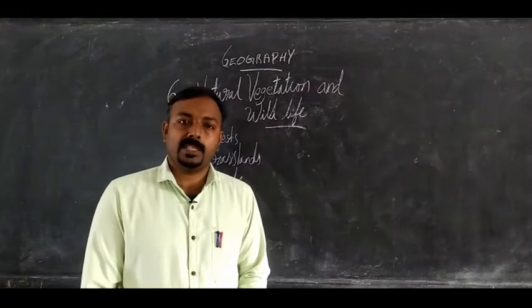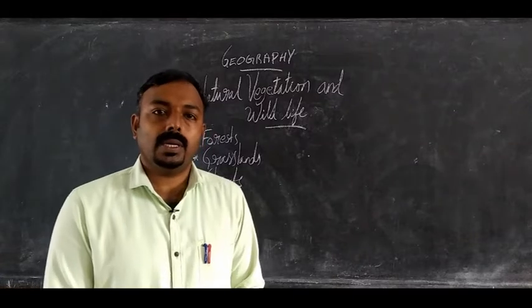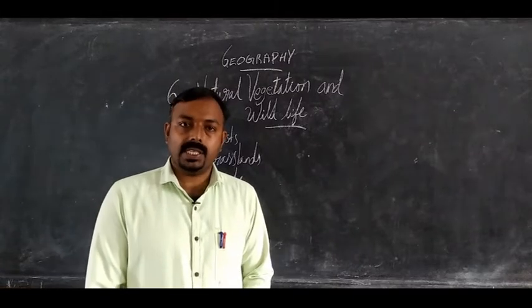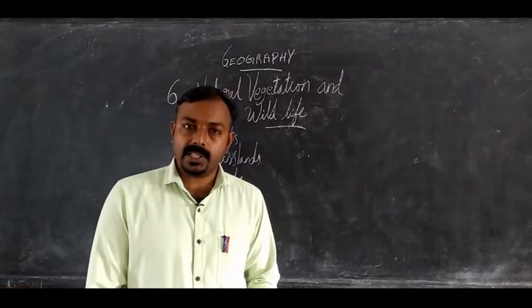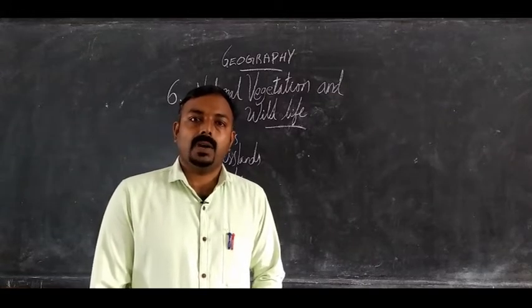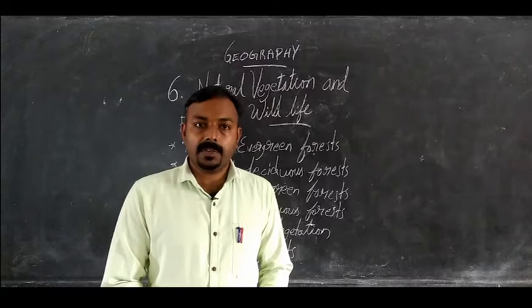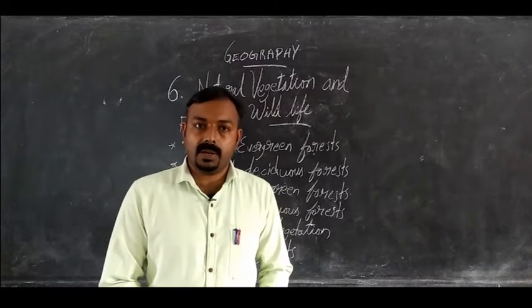Salima shared her experience with her father. Then her father told her about some regions, the polar regions and other regions. There is a differentiation in the natural vegetation and wildlife. We can look at the different natural vegetation in different parts of the world. Different types of forests are there in different parts of the world.